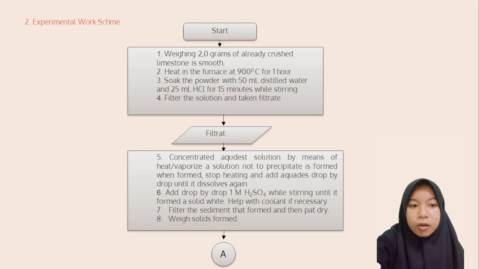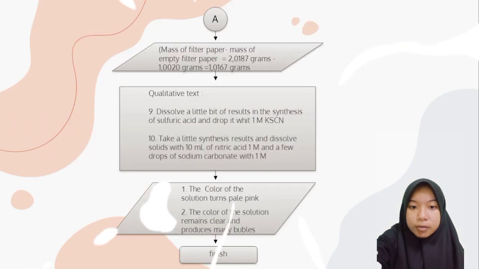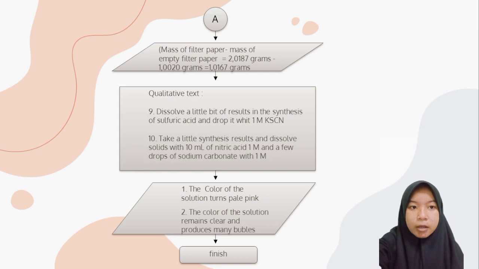6. Add 1 molar hot sulfuric acid drop by drop while stirring until a white solid forms. Help with coolant if necessary. 7. Filter the sediment that formed and then dry it. 8. Weigh the solid formed: mass of filter paper with product minus mass of empty filter paper. 2.0187 grams minus 1.0020 grams. Product: 0.67 grams. Qualitative test.